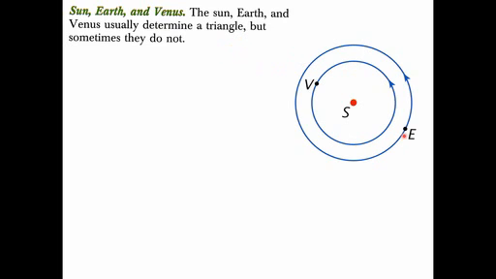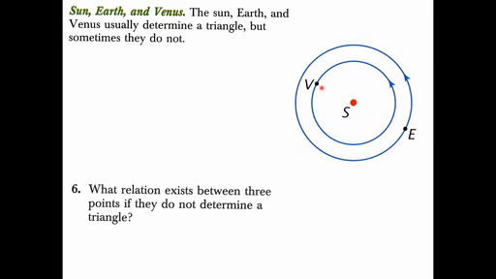Three celestial bodies: Earth, Sun, Venus. Venus and the Earth revolving around the Sun. Sometimes they're a triangle, and sometimes they're not. Sometimes they're lined up perfectly. So a couple of questions about this. What relation exists between the three if they don't determine a triangle?